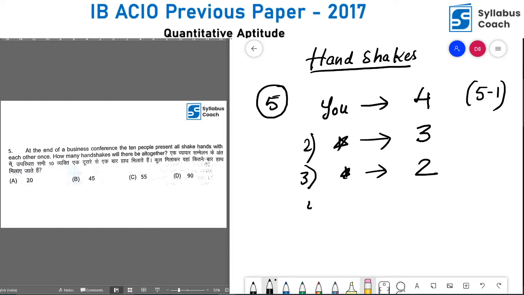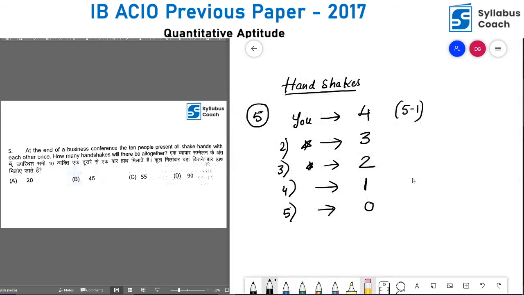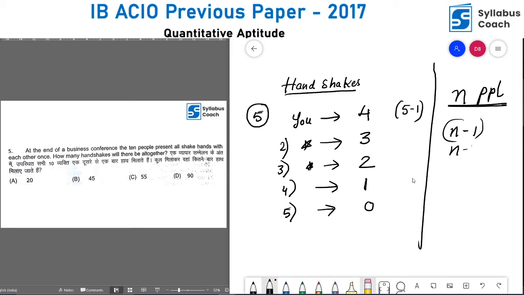And then go to the 4th person. This 4th person would have 1 handshake, the unique handshake. And finally, if you go to the 5th person, if you want to count the unique handshakes, you will not have any handshakes, because by that time you might have had all the handshakes counted. So what I mean to say here is, if there are n people, how many people are there? If there are n people, then the number of handshakes starts from n minus 1, n minus 2, and so on until it goes to 0.